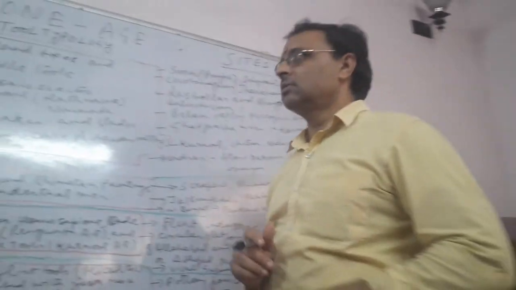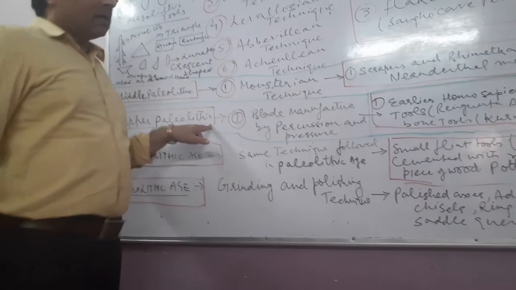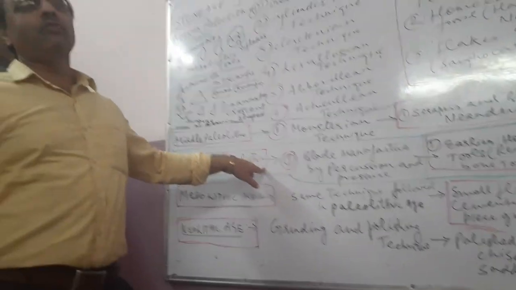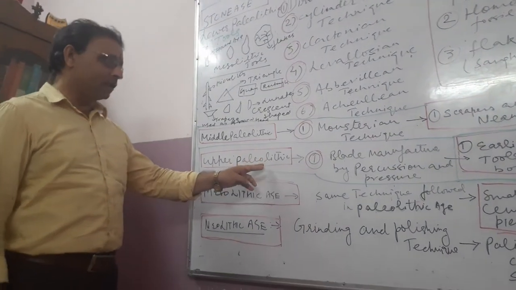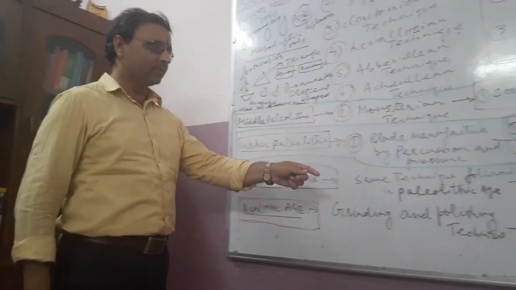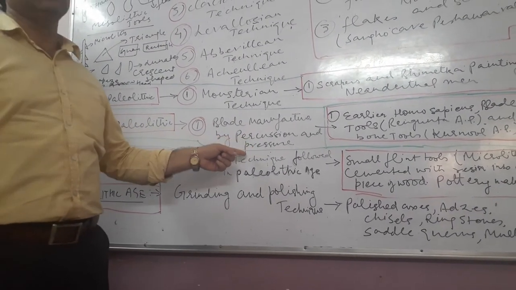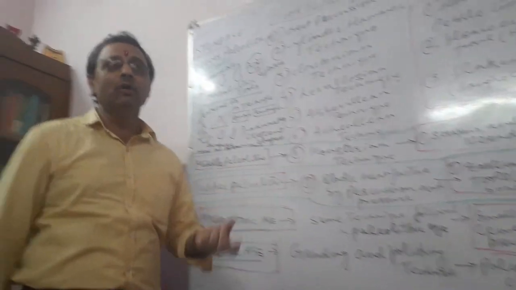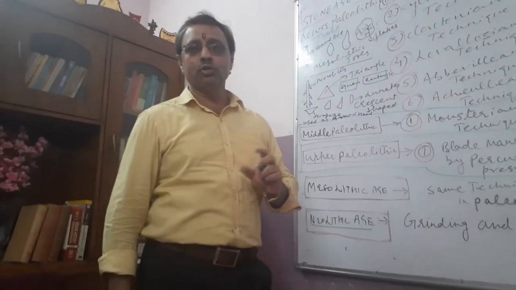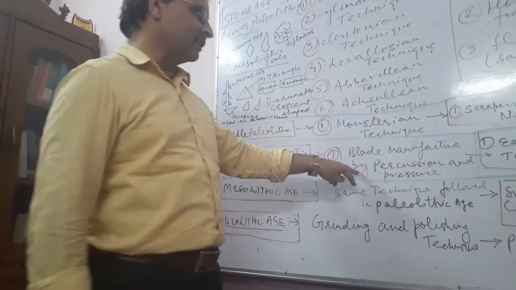Then we have to discuss the Upper Paleolithic age. The time period of the Upper Paleolithic age was from 40,000 to 10,000 only. Here there was blade manufacturing by percussion and pressure. Percussion and pressure techniques they used to follow in order to give the desired looks and desired shape to the stones, so that they could use them according to their requirements.